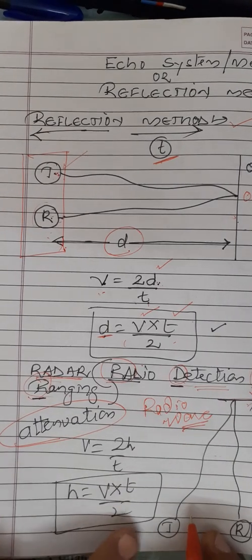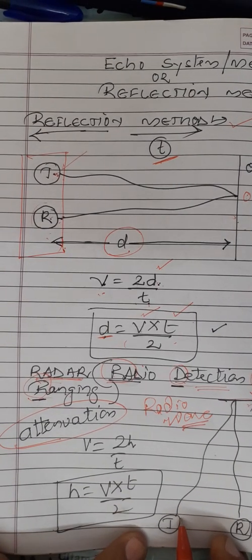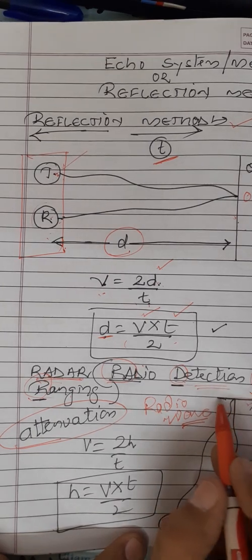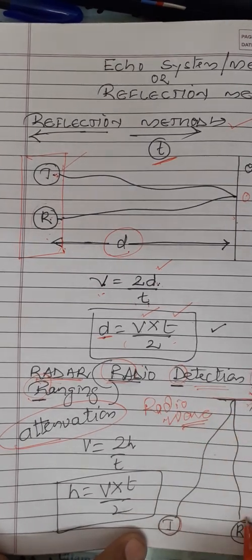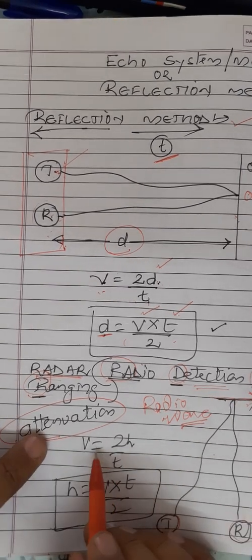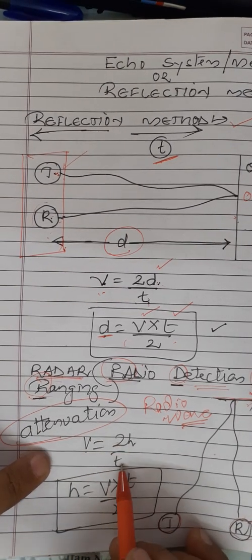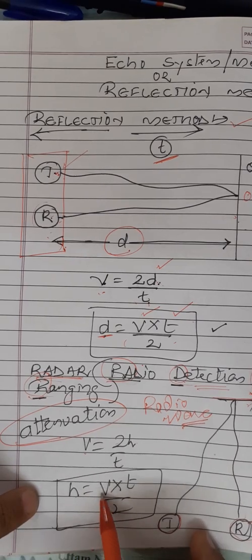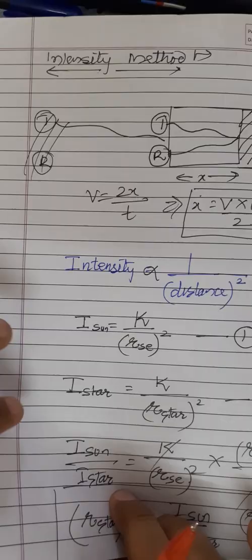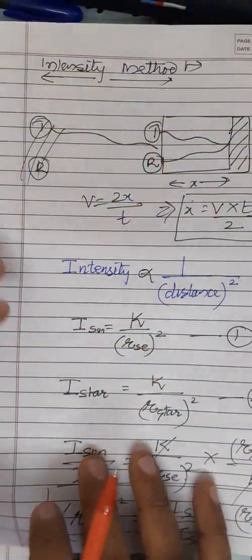Clear? Again, in the same method, we will transmit the waves from the transmitter which will reflect off the flying object and be received back at the receiver. Suppose the height of the object is h. Again, we will use the same formula. Velocity is 2h by t, from where h will be equal to v into t by 2. You need to remember that the attenuation of radio waves is least.